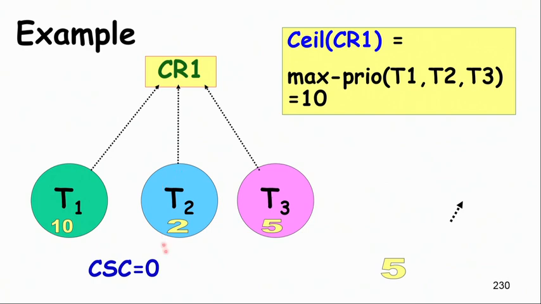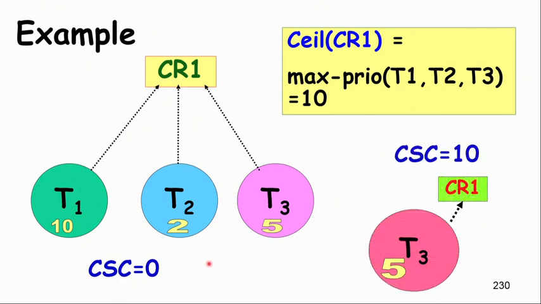To start with, the current system ceiling is set to 0, and let us assume that T3 locks CR1. T3's priority does not change, unlike the highest locker protocol, it continues with priority 5. But then the current system ceiling becomes equal to the ceiling priority of CR1, which is 10. So, the CSC value only increases.